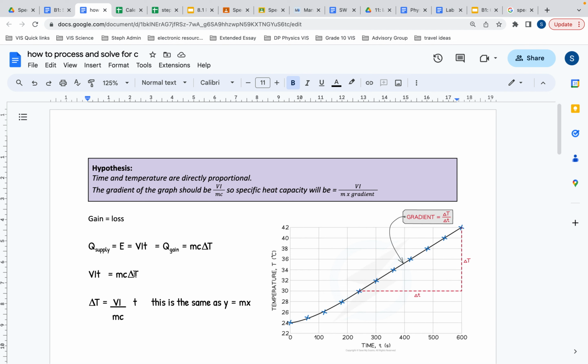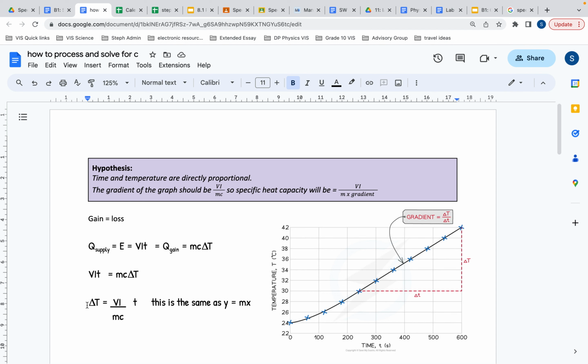So if we just do a little bit of manipulation here, we can take ΔT and make that the subject. That's equal to V times I, so potential difference and current, divided by mass and the specific heat capacity. And so this becomes just a y equals mx equation. And again, you can have your temperature in degrees Celsius or Kelvin, just your scale will be different, but it's exactly the same process for both of them.